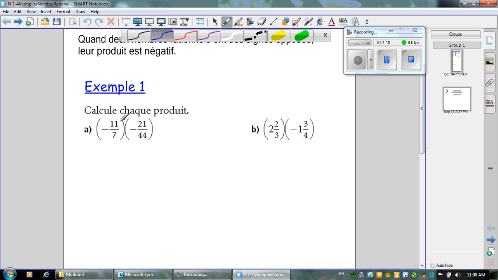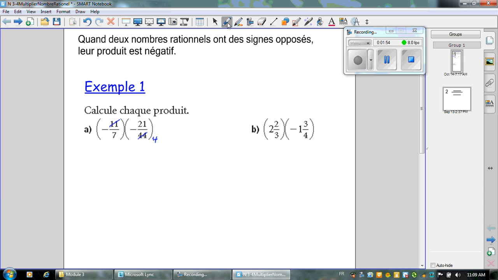So to do this here, you could do 11 times 21 and then 7 times 44, and then you would have to simplify. But it's way easier to simplify before. You can simplify diagonally. So that means I can simplify 11 and 44 here. I can say, okay, how many times does 11 go into 44? It goes in 4 times. So I can cancel my 11 out here and replace my 44 with a 4.